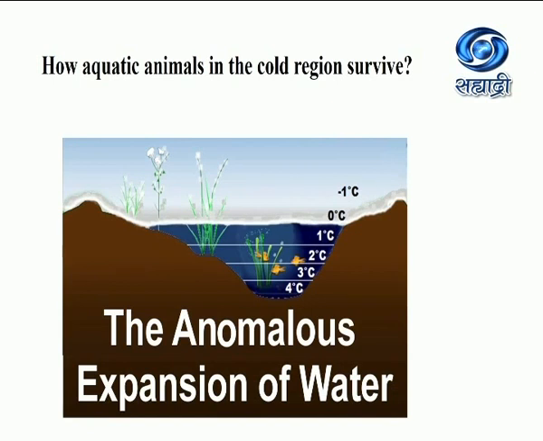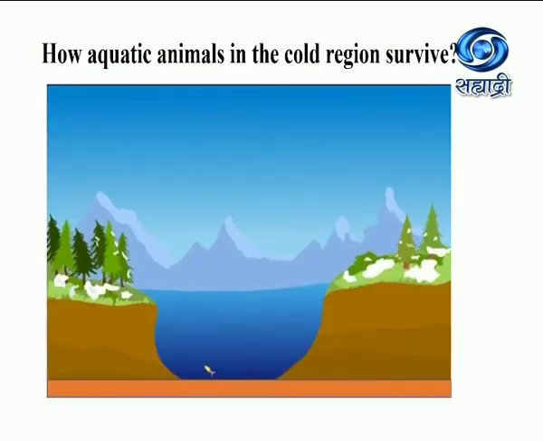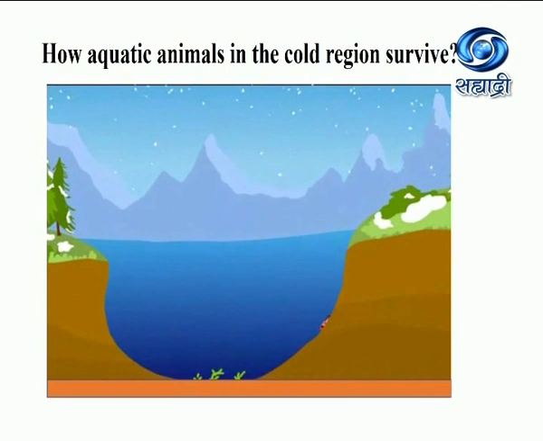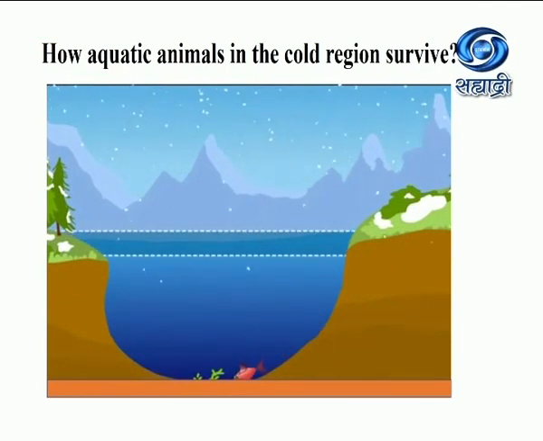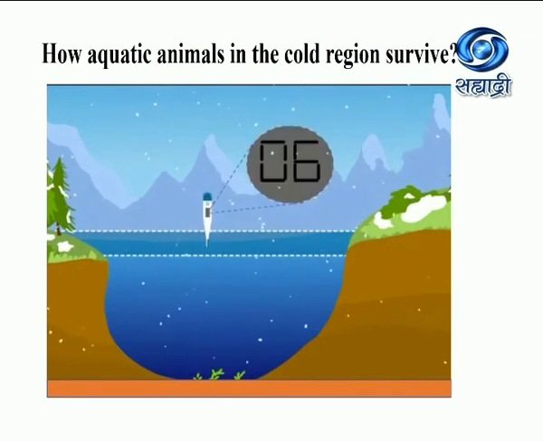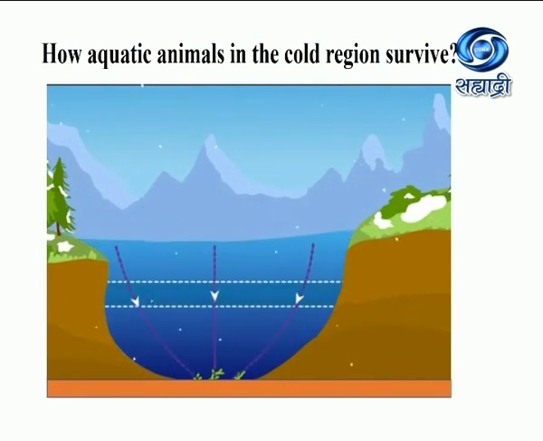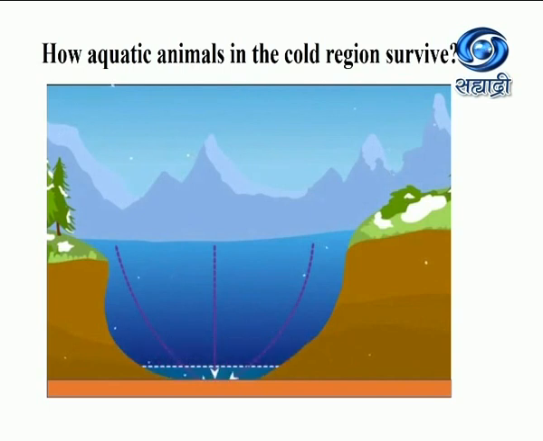Let us observe what happens in cold regions during winter. The anomalous expansion of water plays an important role in the survival of aquatic animals and plants in cold countries. During the winter season, as the temperature of water decreases, water at the surface of lakes, rivers, sea, etc. starts contracting. As the temperature drops till 4 degrees Celsius, water behaves normally. That is, its volume decreases and density increases. Hence it sinks to the bottom.